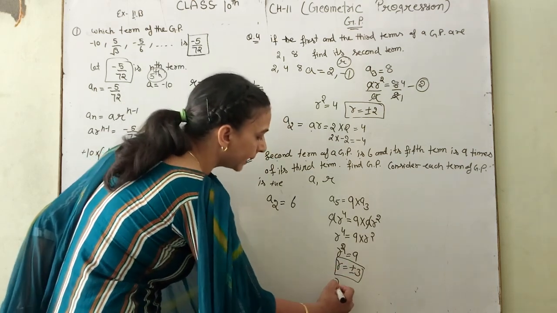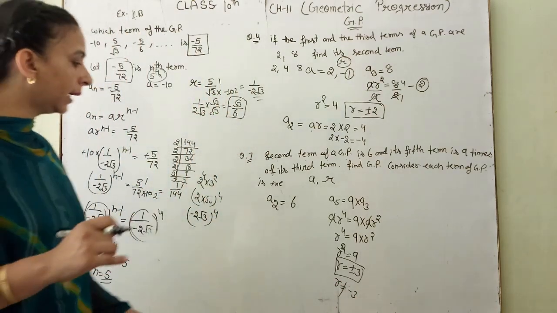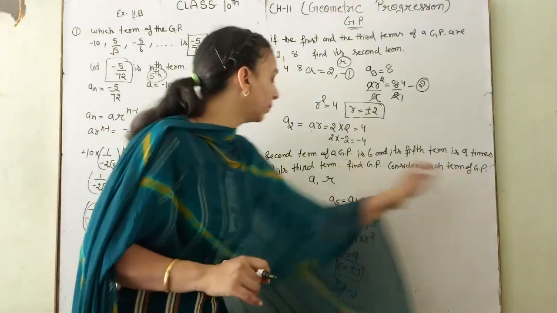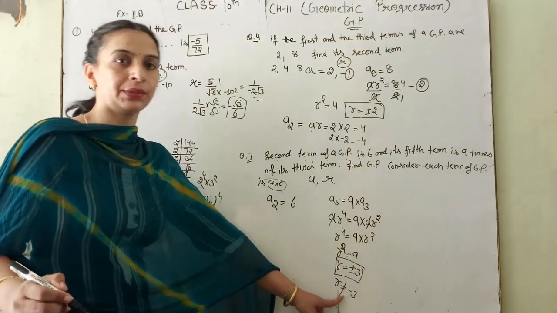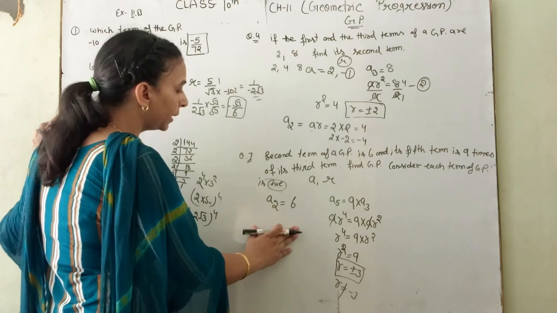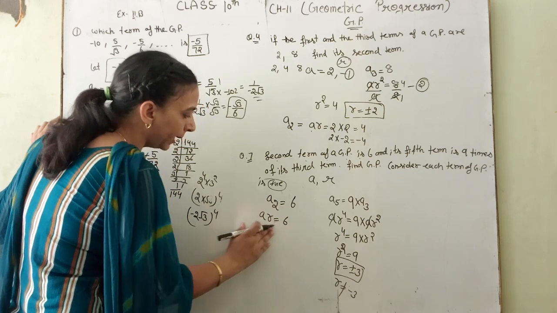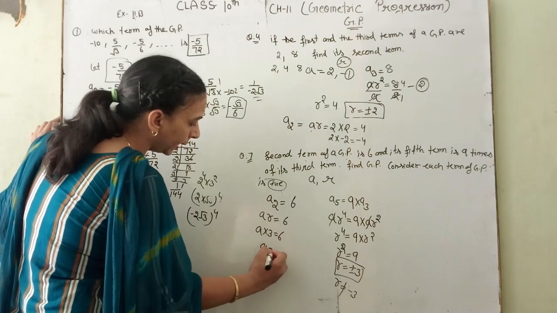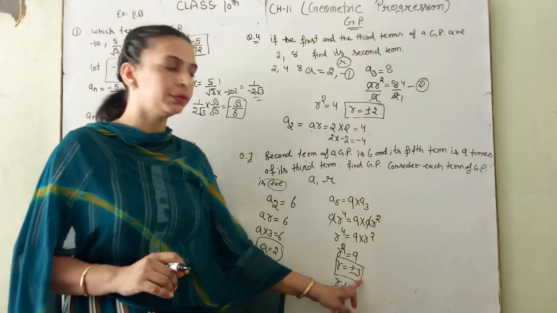Okay. But we reject r equal to minus 3, because each term of the GP is positive. If every term is positive, then we reject r equal to minus 3. Then r equals 3 and A2 equals 6. What is A2? ar equals 6. In place of r we put plus 3, so a into 3 equals 6, then a equals 2. Okay.